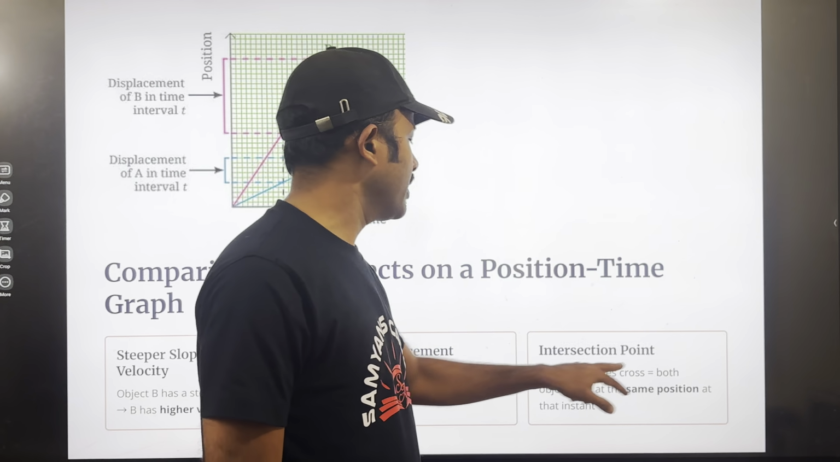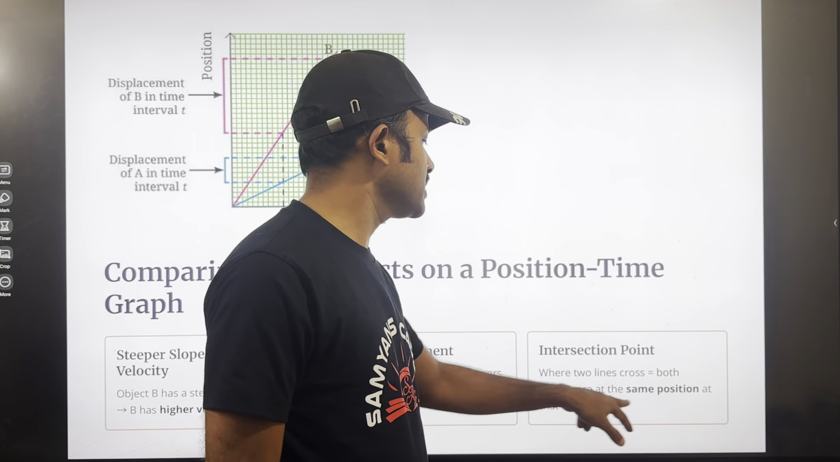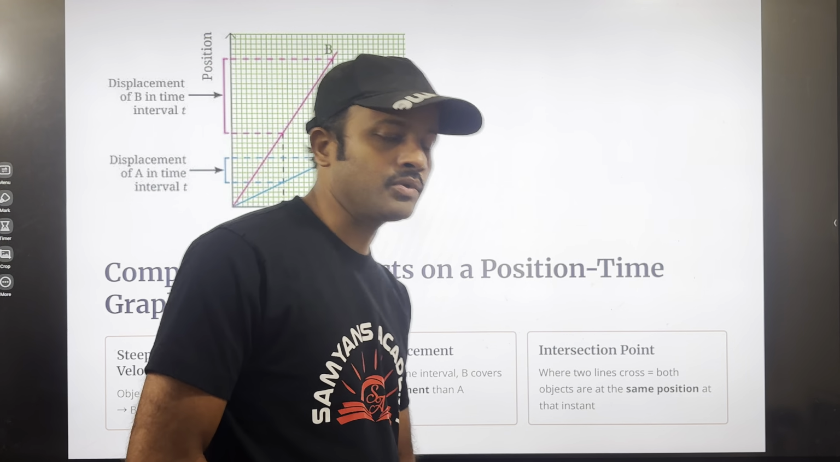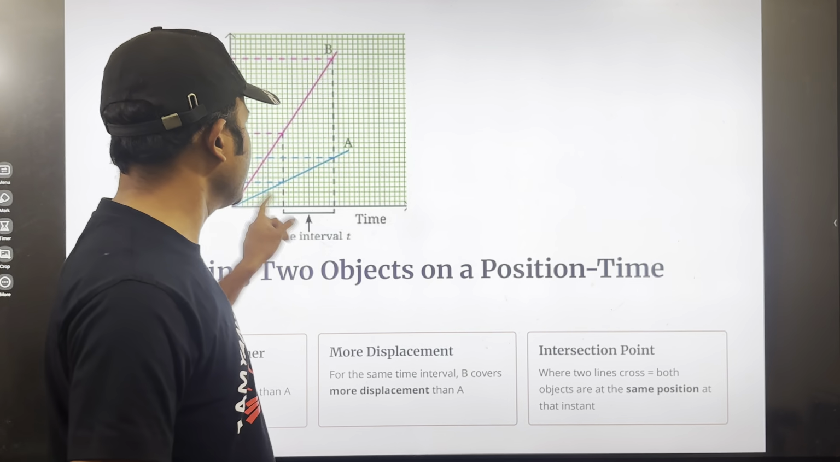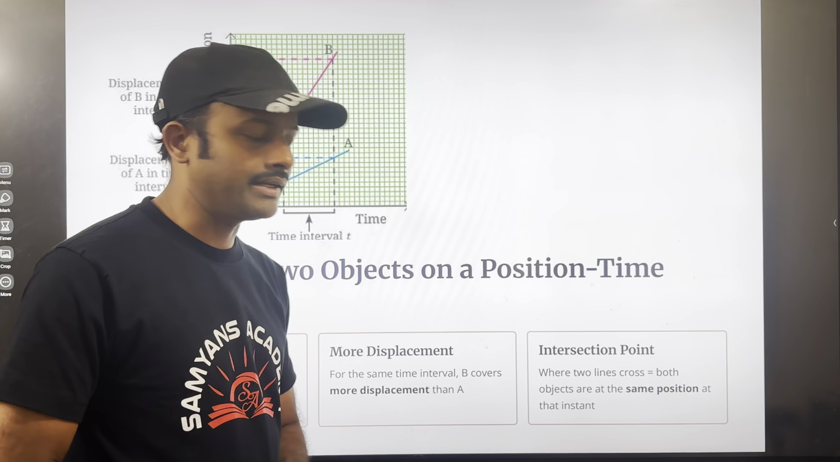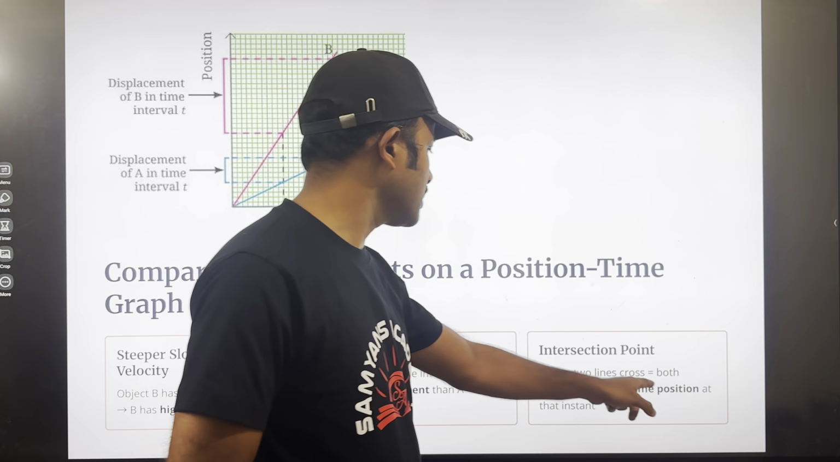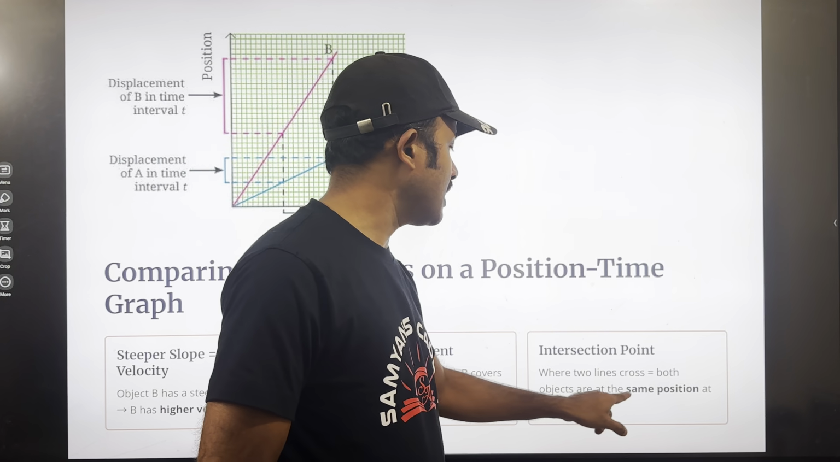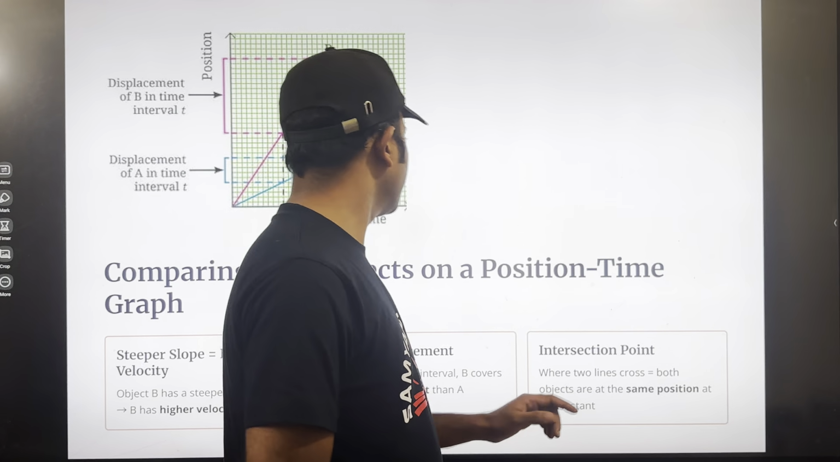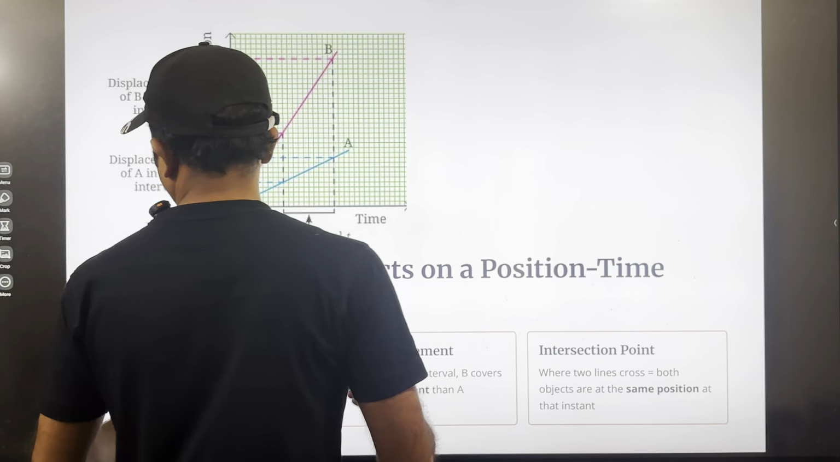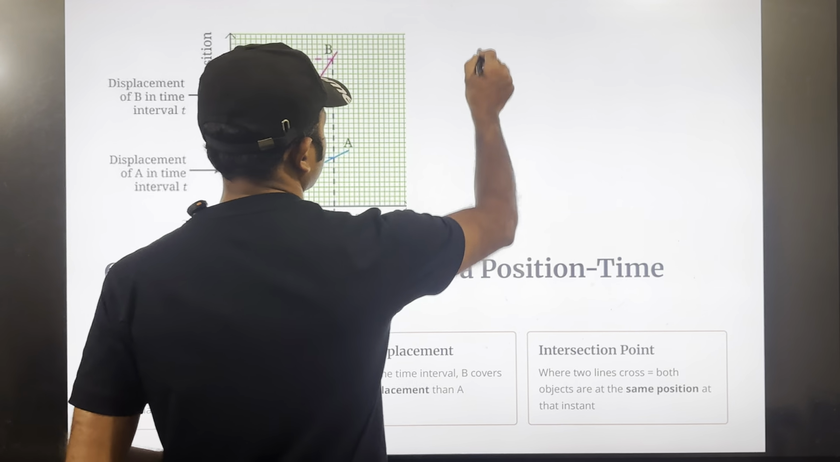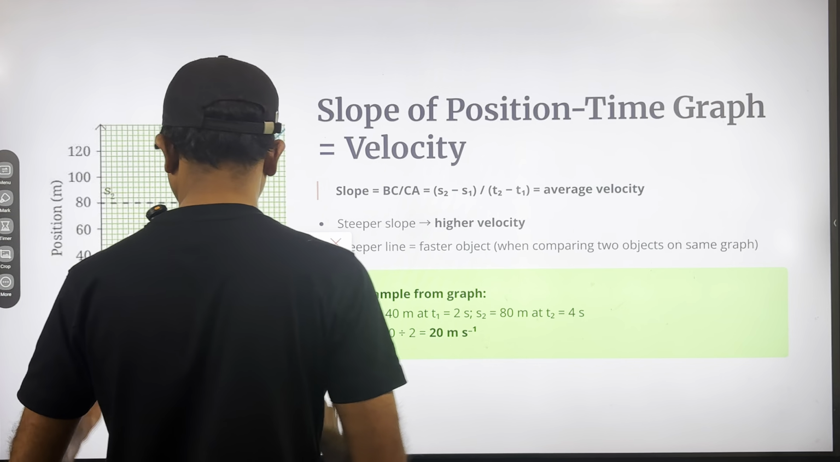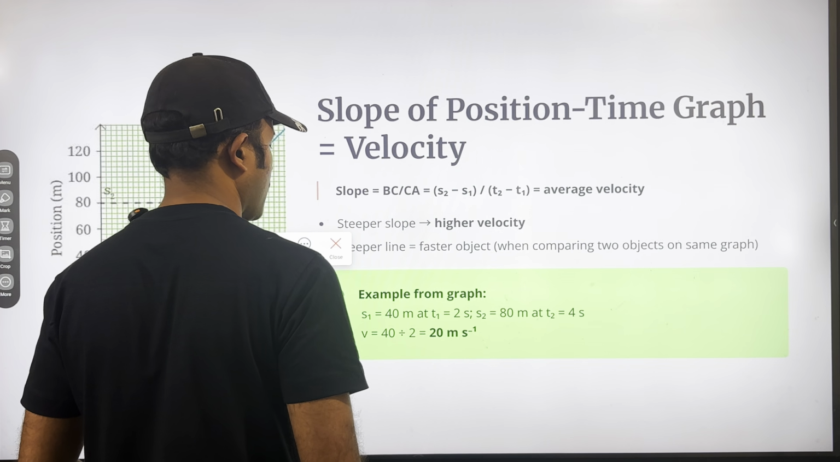At the intersection point where two lines cross, both objects are at the same position at that instant. Suppose two lines are crossing each other at a place, that means both objects are at the same position at that instant. For example, when you plot the graph like this, just a minute.